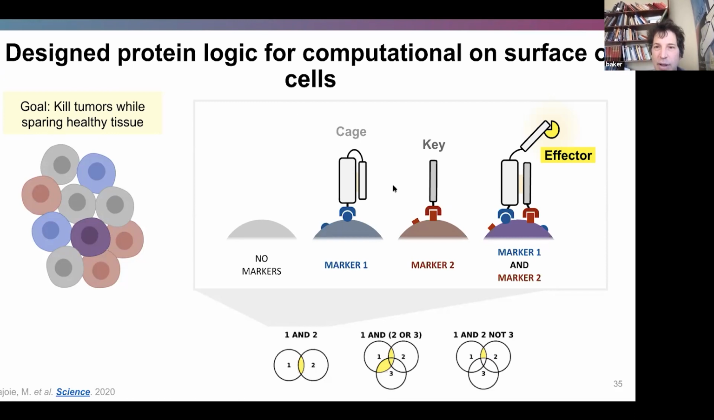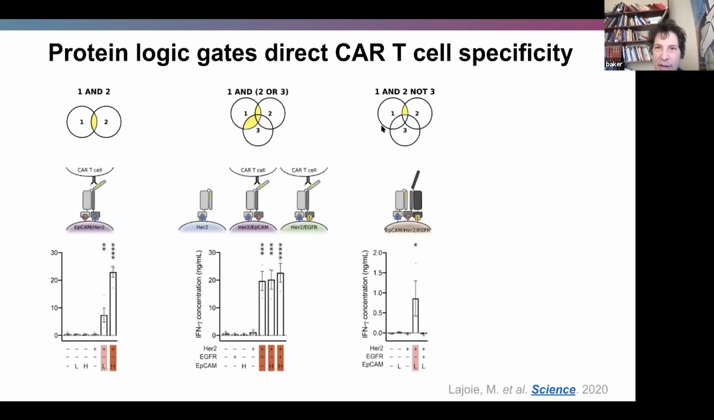So this is a diagram of how we discriminate cells that do AND logic on the surface of cells. So we discriminate cells that have two markers on their surface as opposed to just one or the other. And this really works. I don't think I'll take you through the details, but we can actually do A and B, not C logic.